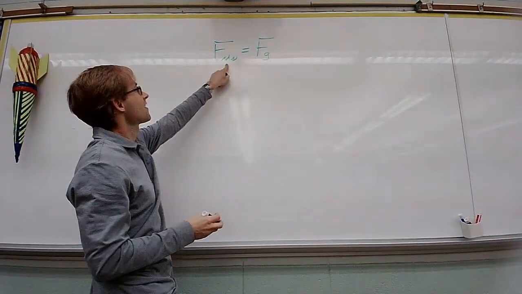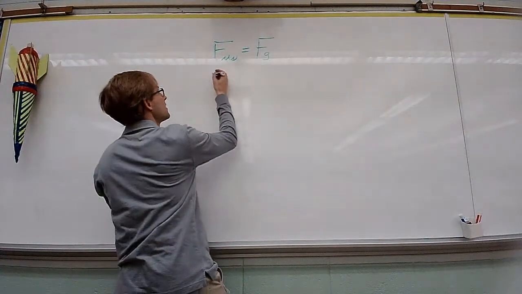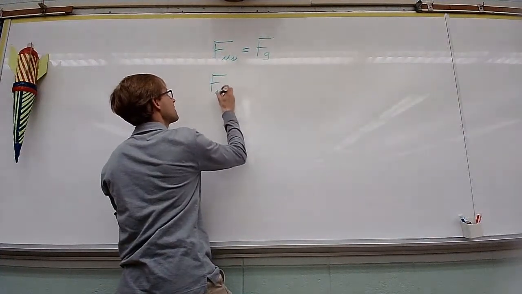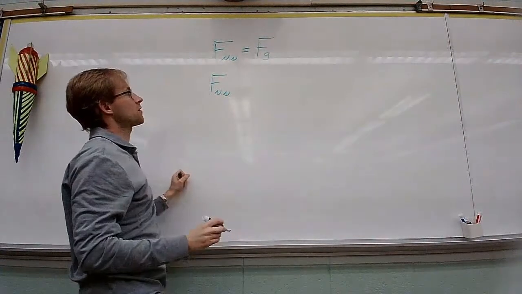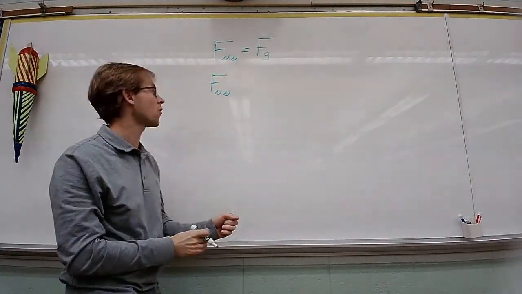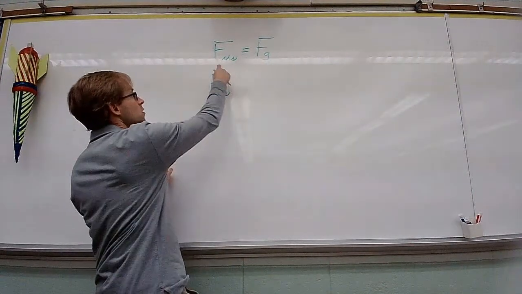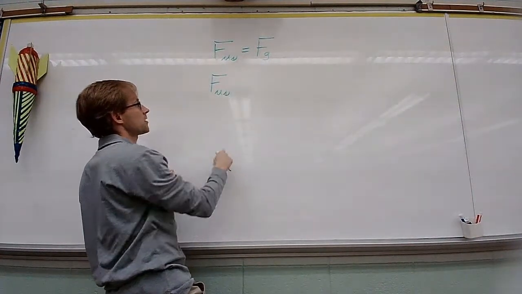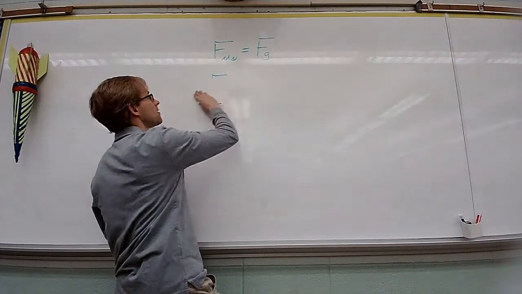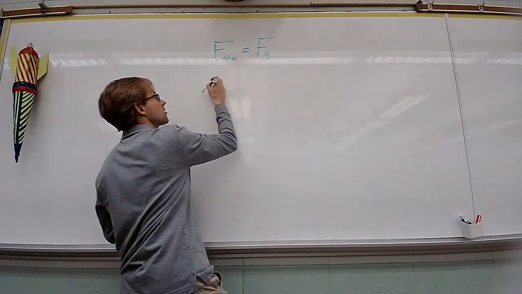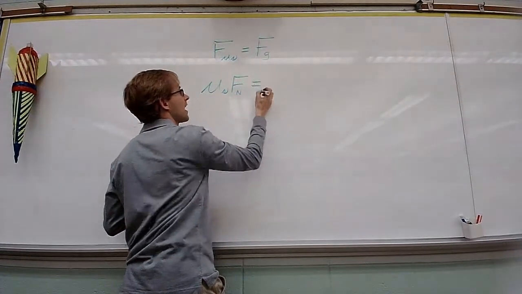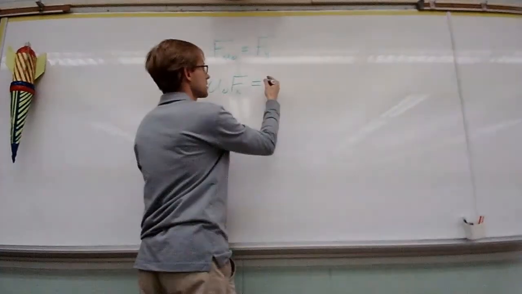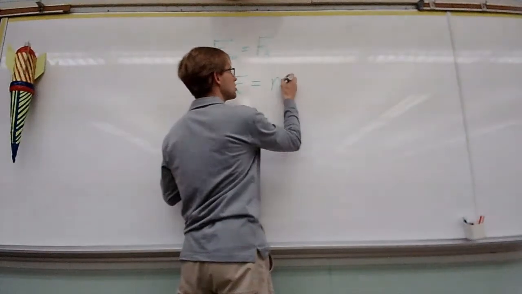Okay, so force of friction, remember, is equal to coefficient of friction times normal force. So all I would do to rewrite this is take that force of static friction and rewrite it as coefficient of friction times normal force, and force of gravity, of course, is going to be equal to mg.